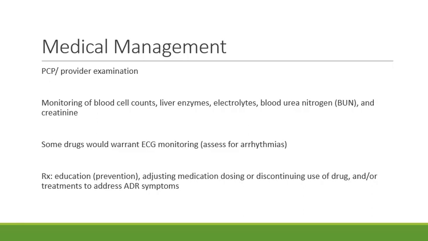Medical management of an ADR. The PCP, or the provider that's responsible for care, will do an examination. They want to monitor blood cell counts, liver enzymes, electrolytes, the blood urea nitrogen levels, and creatinine levels. Some drugs would warrant ECG monitoring to assess for arrhythmias. So, what do we do for this? Well, the first part is prevention and education, and hopefully that's occurring as the physician is prescribing medication to that patient, but it's also important for those who are supporting the provider's prescription.